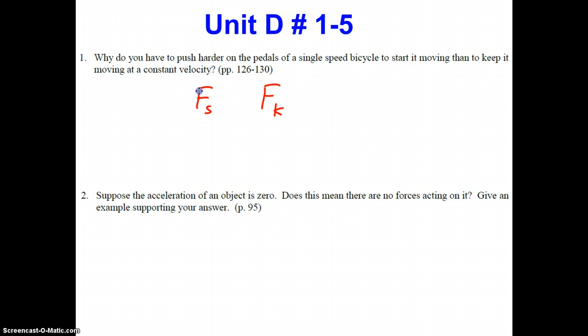And you probably know from practical experience that it takes more force to get an object moving than it does to keep it moving. So this would explain why you have to push harder on the pedals of a single speed bicycle to start it moving rather than keep it moving at constant velocity, because it takes more force to just get the object moving than it does to keep it moving. So this bike is harder to get moving at first and then easier to keep moving due to the difference between static friction and kinetic friction.